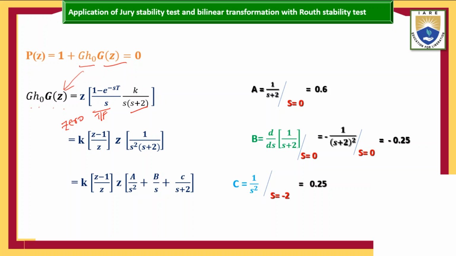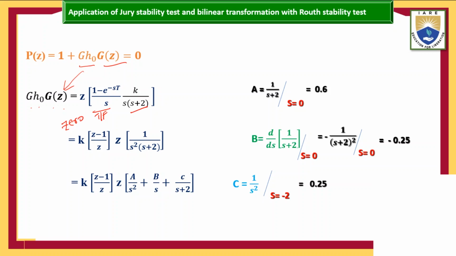Coming here, the Z transform of this is 1 minus e power of minus s tau by s, into 1 by s into s plus 2. We have to take the Z transform of these two components. K is the constant for the first term. That is z minus 1 by z into the Z transform of 1 by s into s plus 2. What is the Z transform of 1 minus e power of minus s tau by s? That is z minus 1 by z.